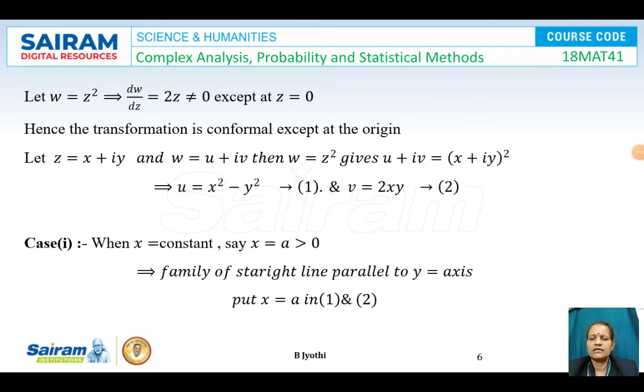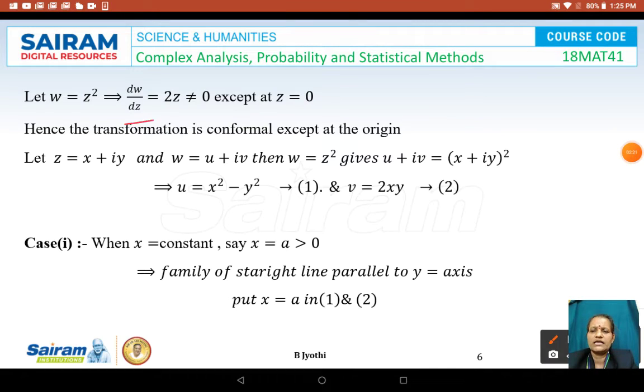So let w is equal to z square, that is dw by dz is equal to 2z, which is not equal to 0 except at z is equal to 0. Hence the transformation is conformal except at the origin. Let us consider z is equal to x plus iy and w is equal to u plus iv. Then w is equal to z square gives u plus iv is equal to (x plus iy) the whole square.